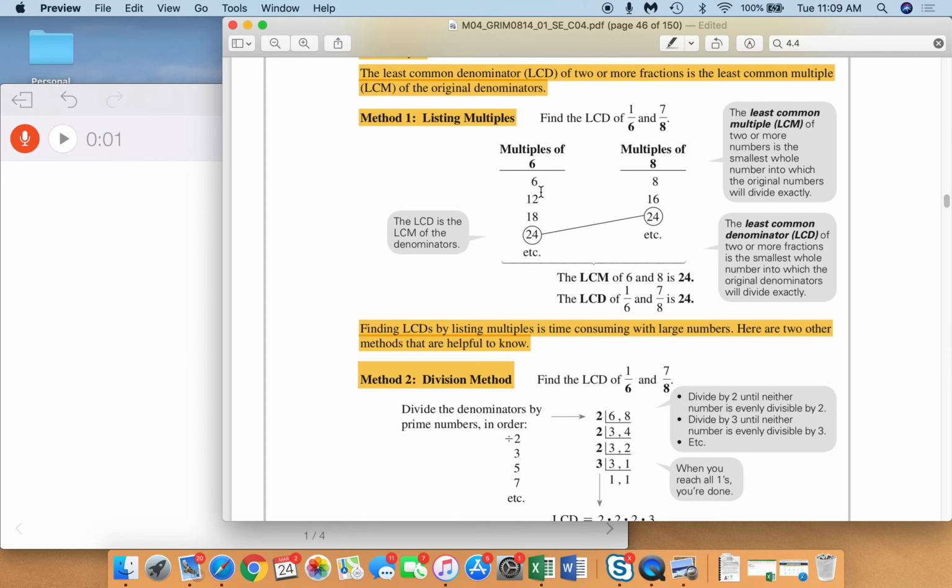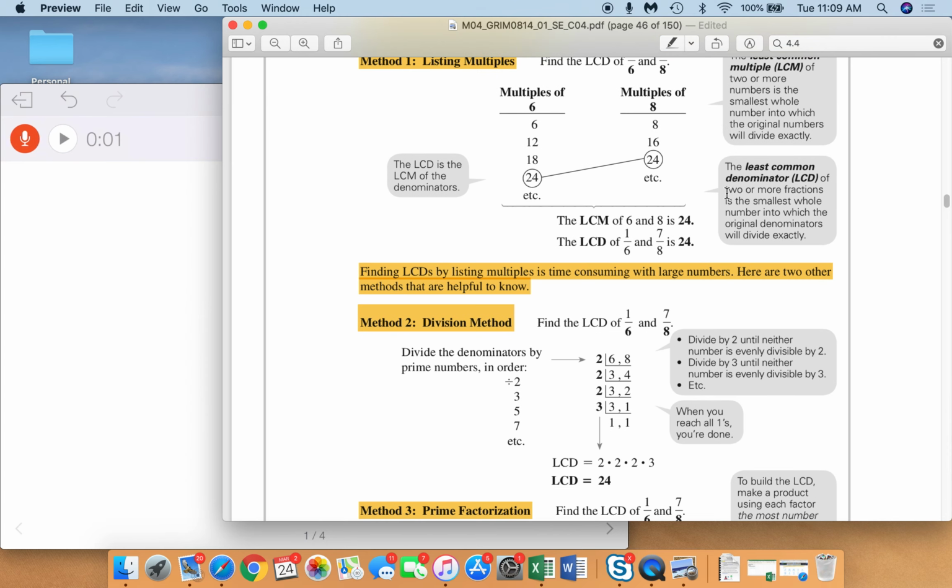More often than not, you'll recognize that. So I look at 6 going down. Once I hit 24, I know that's a multiple of 8. So I know I can stop there. Sometimes it's not as obvious, but in that case, it was pretty obvious. So then we did say the least common denominator of 6 and 8 is 24, or the least common multiple of 6 and 8 is 24. The least common denominator of 1/6 and 7/8 is 24.